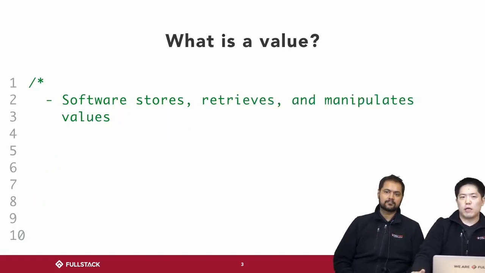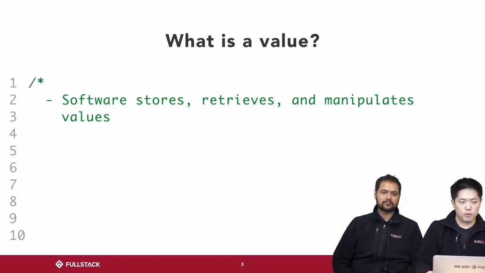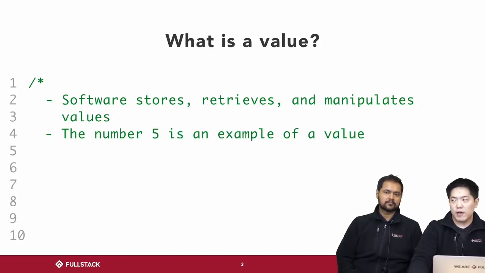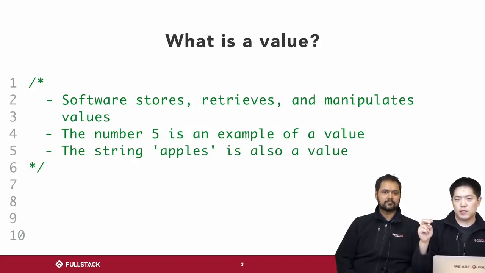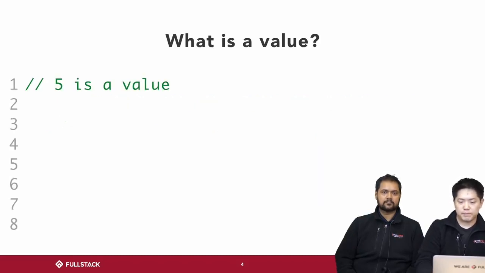Well, software that we write stores, retrieves, and manipulates values, right? That's our whole job as programmers, to take values in from people, manipulate them, and then possibly show them, for example, like the price of stuff in a cart, etc. So for example, the number 5 is an example of a value, right? This is something called a string. So the string "apples" is also a value, right? Six characters, APPLES, that's also a value that JavaScript understands.